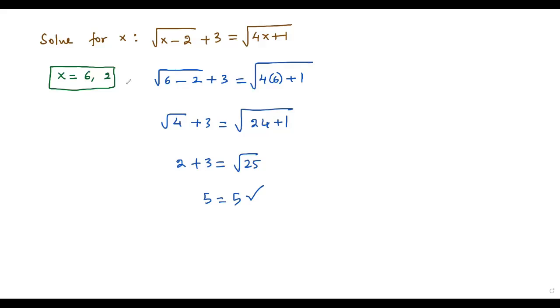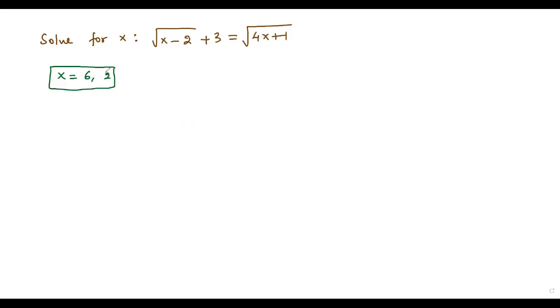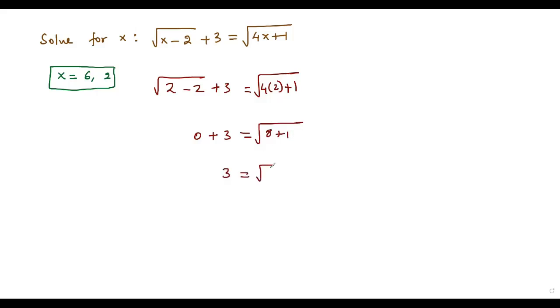Now we can verify the second solution, x equal to 2. To verify it with the given equation, I have to plug in x equal to 2. So the square root of 2 minus 2 plus 3 equals the square root of 4 times 2 plus 1. 2 minus 2 is 0, the square root of 0 is still 0, plus 3 equals the square root of 4 times 2, which is 8, plus 1. So 0 plus 3 is 3, and the square root of 9 is 3. So this is a true statement. The given equation is satisfied by the second solution 2 also.